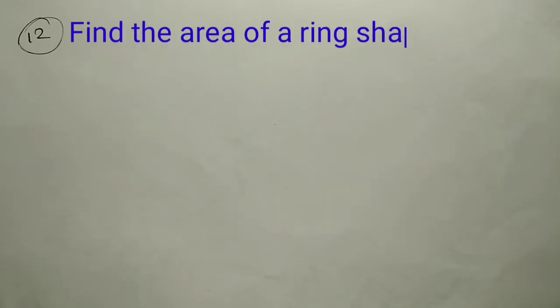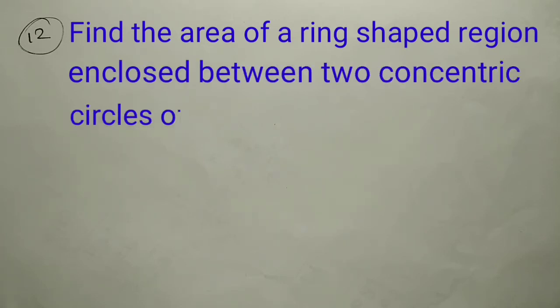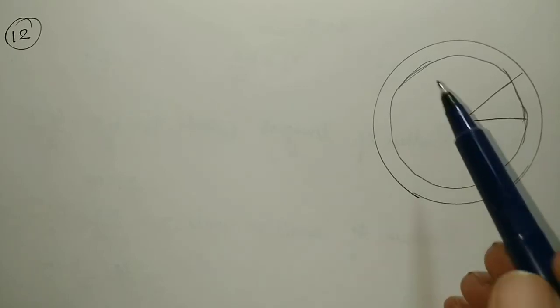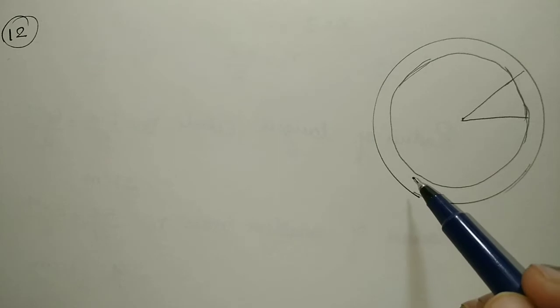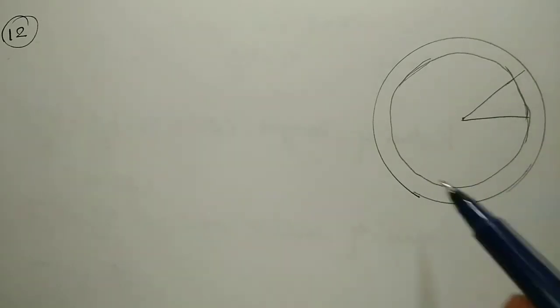Question number 12. Find the area of a ring-shaped region enclosed between two concentric circles of radii 20 centimeter and 15 centimeter. So what is given first? A ring-shaped region. A region is enclosed by concentric circles. Concentric means two circles, one inside the other.